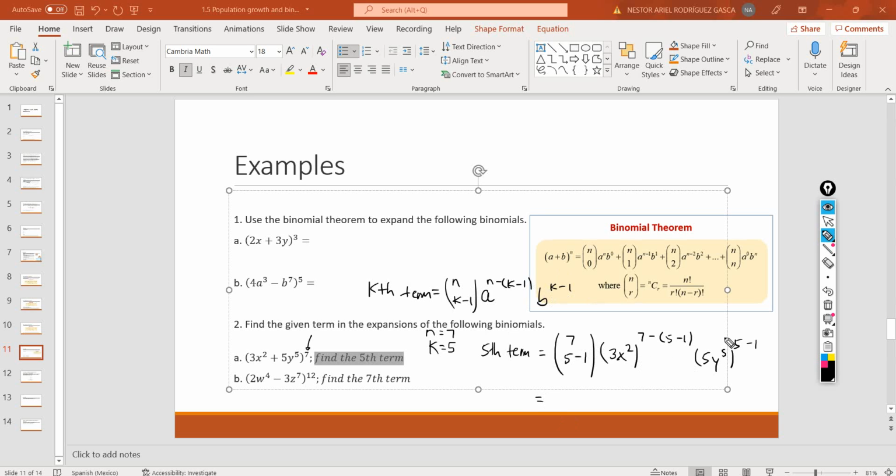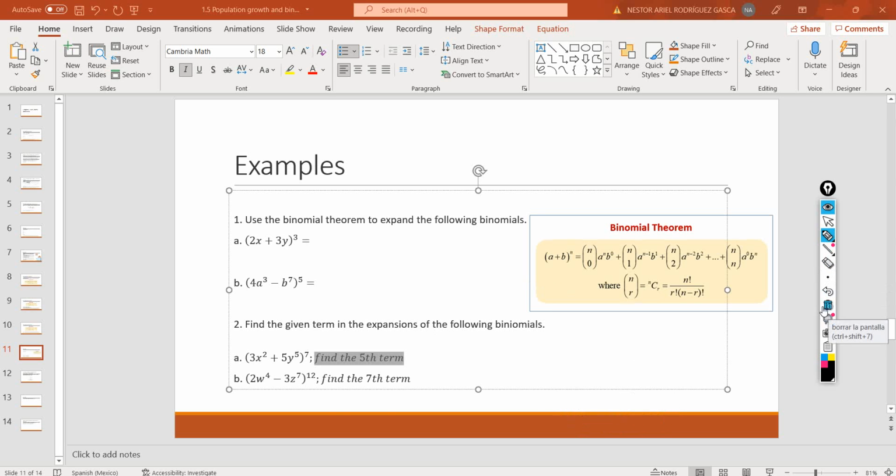Then it's just a matter of simplifying all of these. You have 7 choose 4 in the end, and then you have 3x squared to the 7 minus 4, which is 3, and then 5y to the 5th to the 4. Then you find 7 choose 4, and raise this number to the cube and this number to the 4, but I'm going to keep it in this way. You can do the rest in the calculator. Something very similar for this one: you have this binomial to the 12, and you need to find the 7th term.